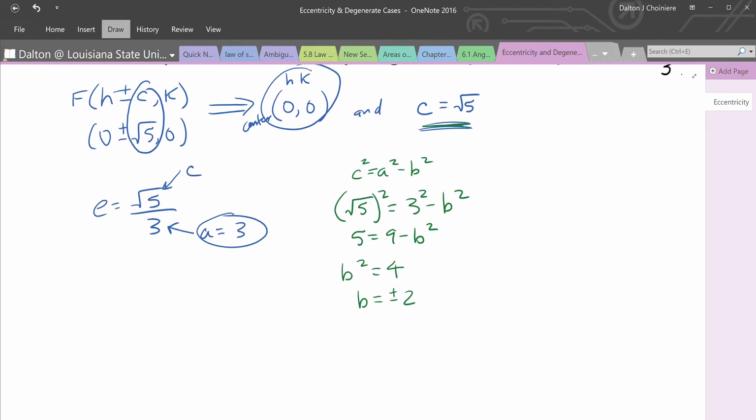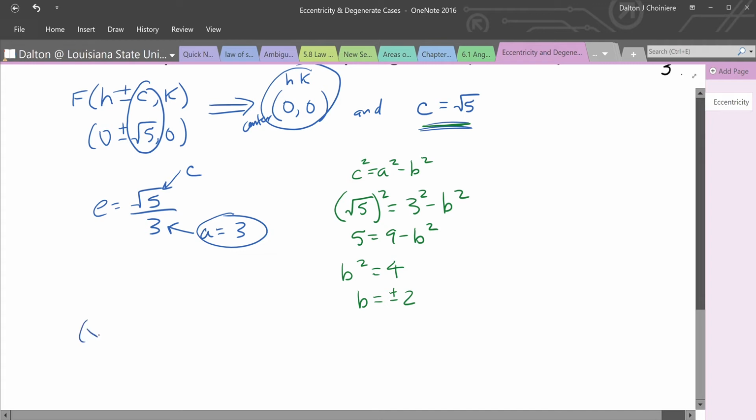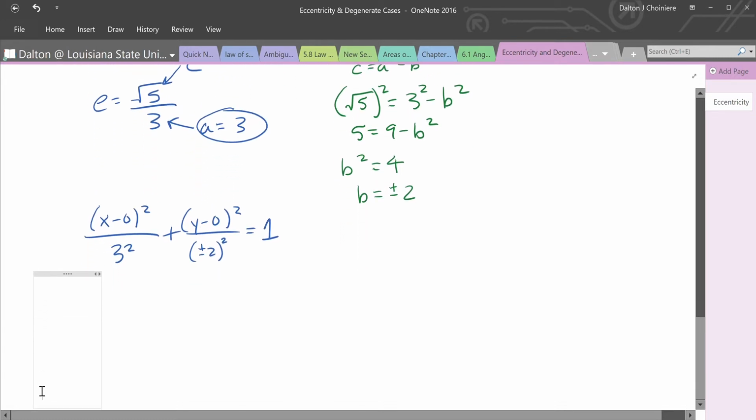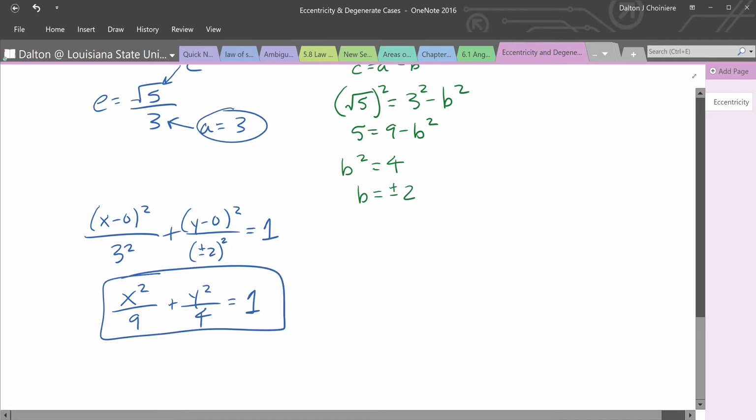So when I substitute these values into my equation for an ellipse, it'll be (x minus 0) squared over a squared, a is 3 squared, plus (y minus 0) squared over b squared. Now b was plus or minus 2, but when you square a number, whether it's positive or negative, it always ends up positive, so you don't even have to write the plus or minus. And then when I simplify this, I end up with x squared over 9 plus y squared over 4 is equal to 1. So that's the equation of the ellipse that has the eccentricity of the square root of 5 over 3. So that's an example of doing it for an ellipse.